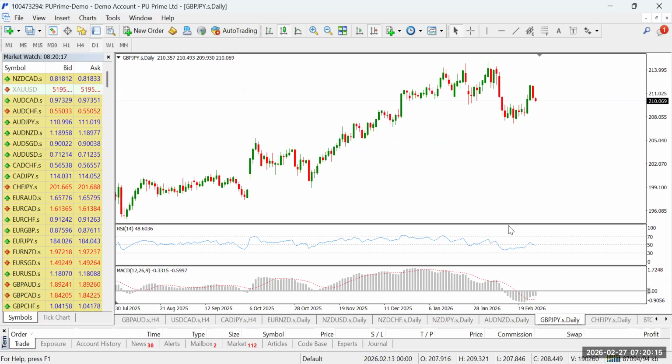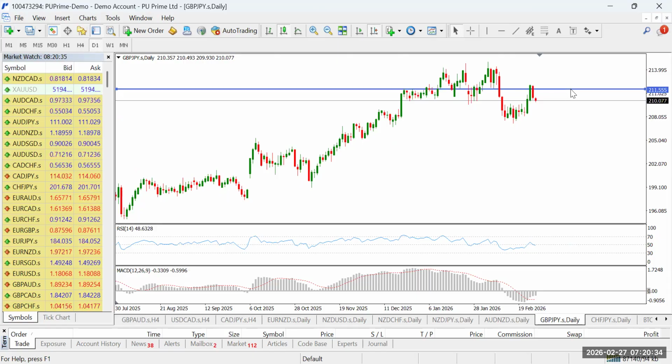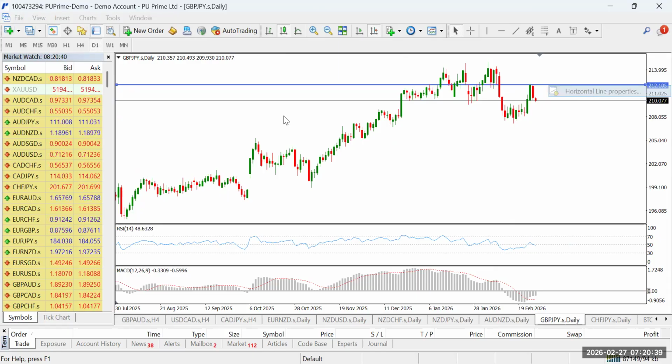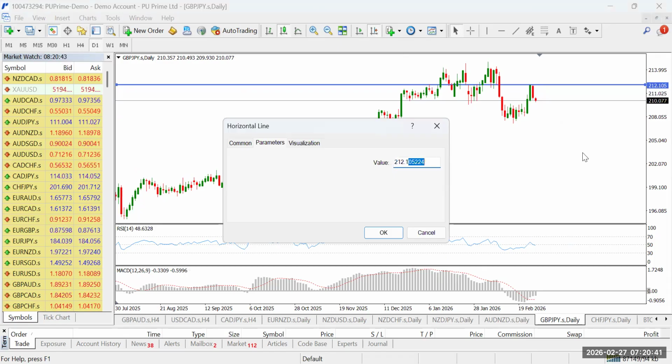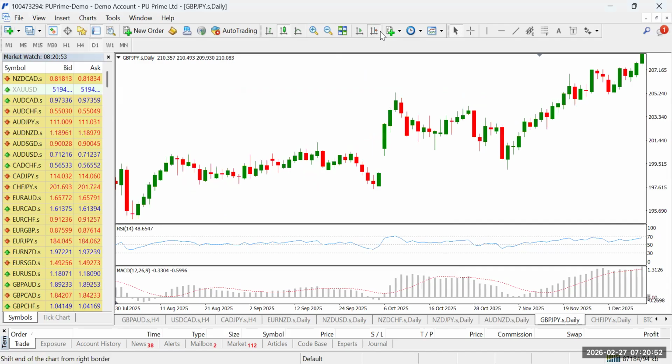All right, so this is GBP JPY on the daily time frame. So we had a reversal candlestick pattern there yesterday, but I'm not really seeing any resistance in view. So I'm trying to check if we could have a psychological level to use as a resistance. Okay, so this is 212. Let's see if this works. Perfect. So we have a psychological level.